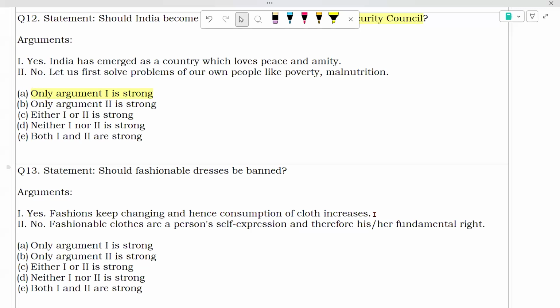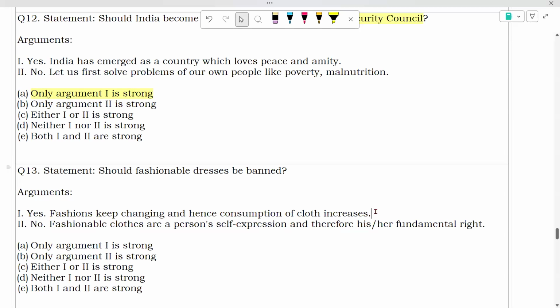It is very important for the cloth industry to change the fashion very quickly. If not, the people are not going to purchase the latest shoe, the latest dress. If they will not purchase, then no consumer will consume their product. So that is the logic given. Should fashionable dress be banned? Fashion keeps changing, and hence consumption of clothes increases. So is it a very good argument or a weak argument? It is a weak argument. The second one says, no, fashionable clothes are a person's self-expression and therefore his or her fundamental right.